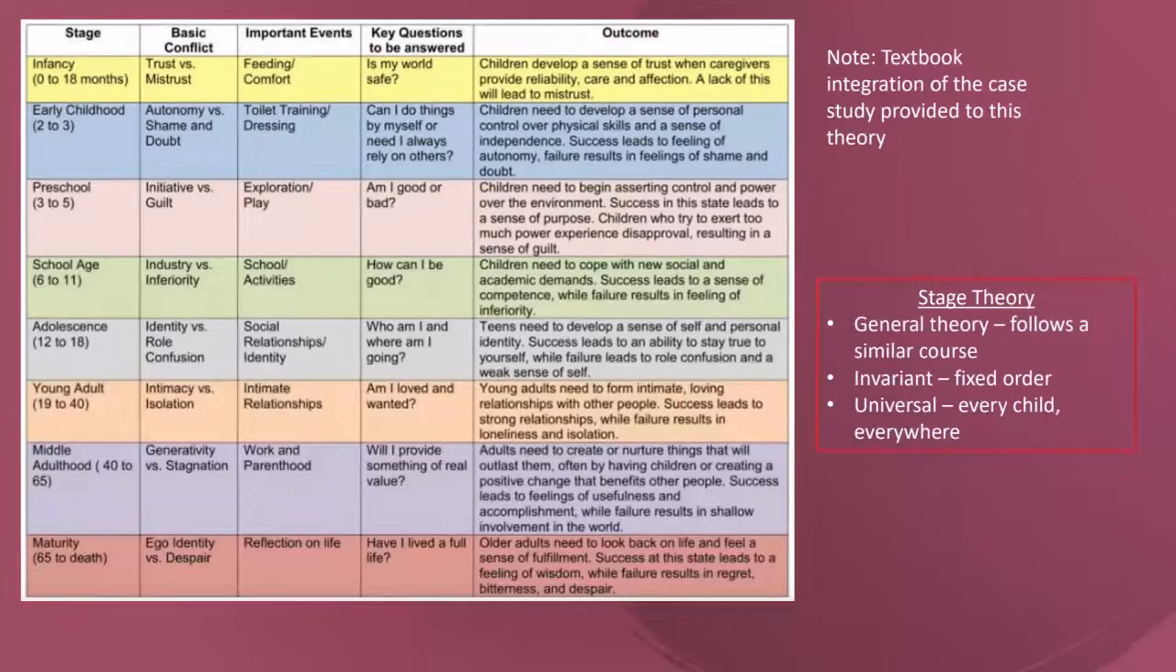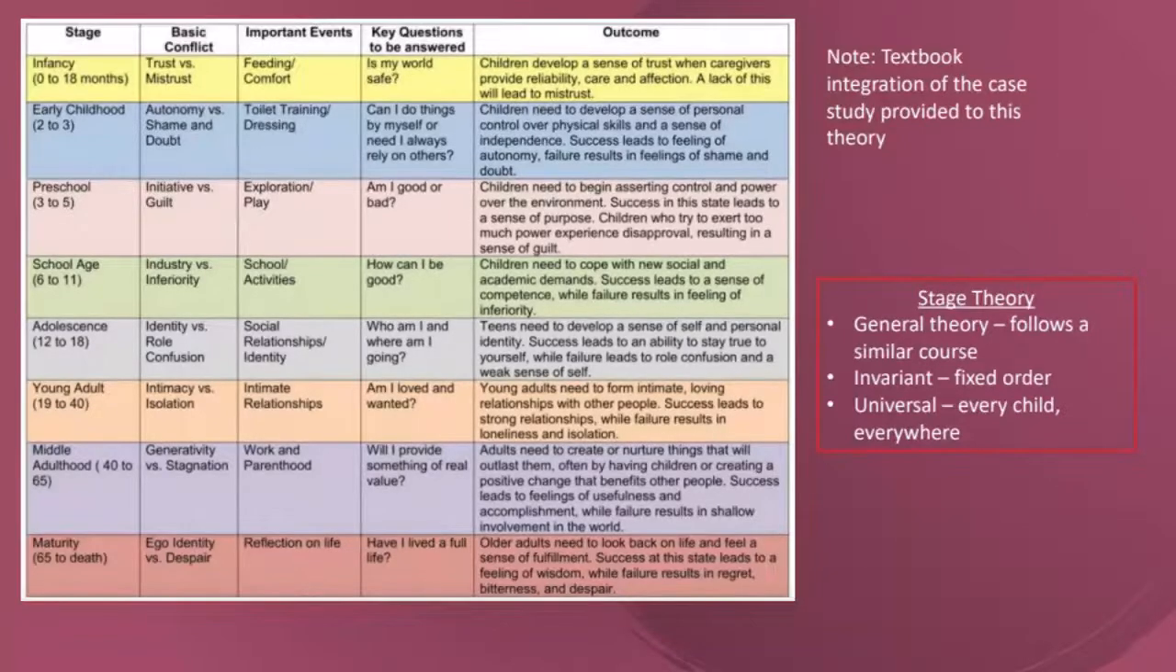In infancy, 0 to 18 months, the basic conflict in a child's life is around trust versus mistrust. The key question is: is my world safe? Children develop a sense of trust when caregivers provide reliability, care, and affection. If the caregiver can't satisfy a child's basic needs, it can lead to mistrust. So the outcome in that stage is either a child who develops trust or mistrust.